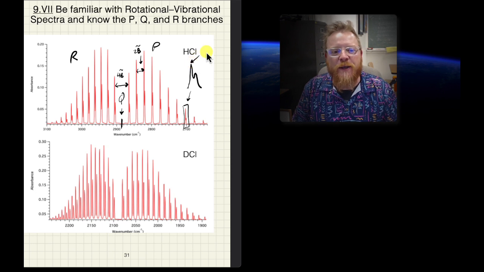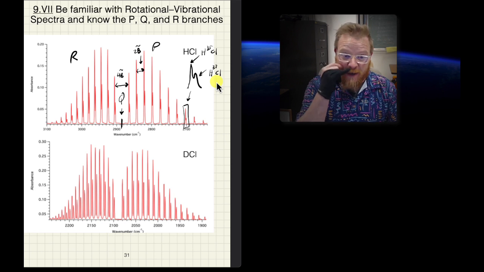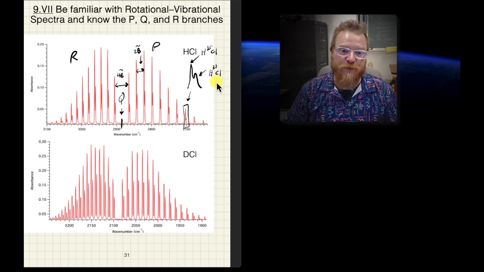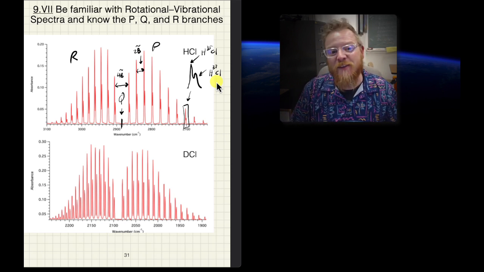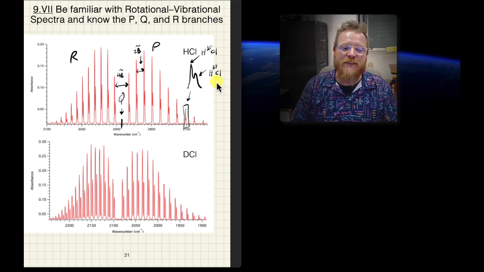So the taller peak actually corresponds to H35Cl, and the smaller peak corresponds to H37Cl. And they are separated because they will have different angular momentums and thus different force constants due to the different masses of the isotopes, which is pretty cool.